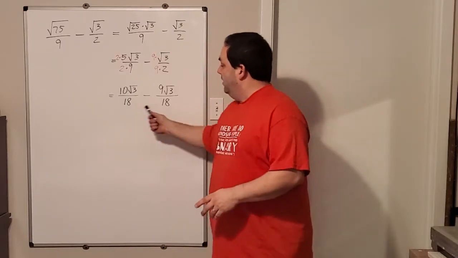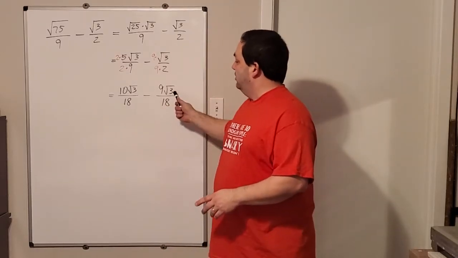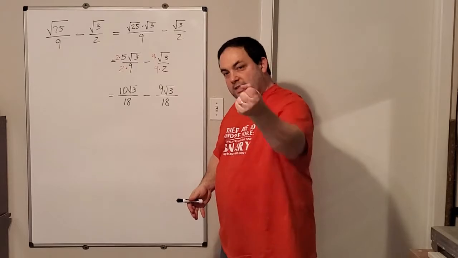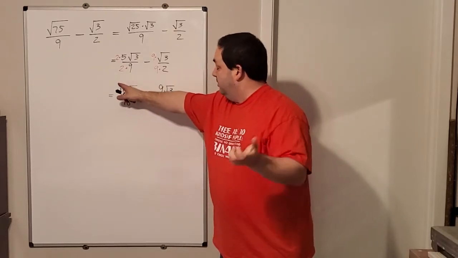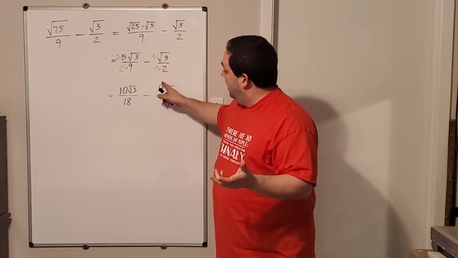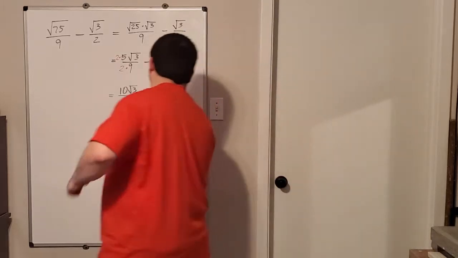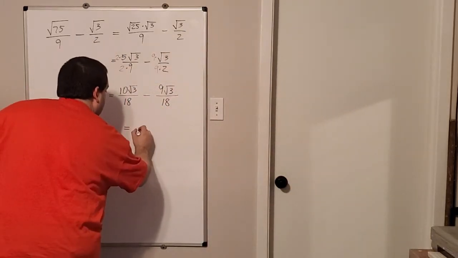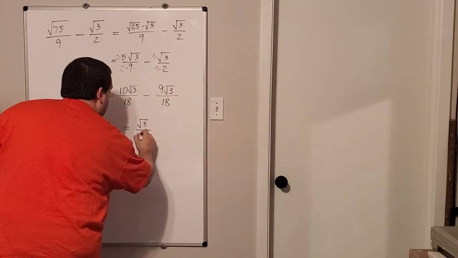Now the denominators are the same, the radicals are the same, everything is like terms. Now I can add, or subtract in this case, right? 10 minus 9, which is 1. So I have just square root of 3 over 18.